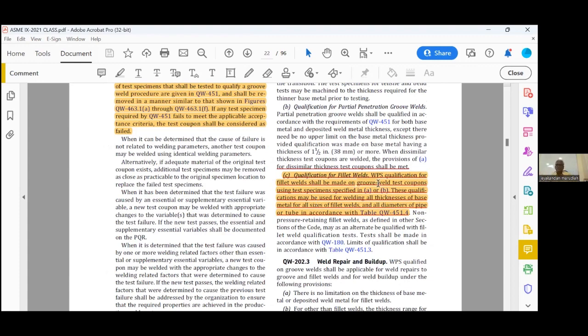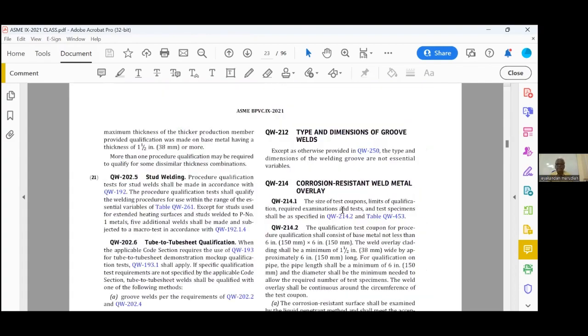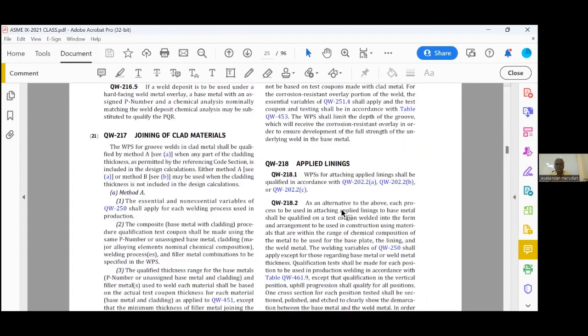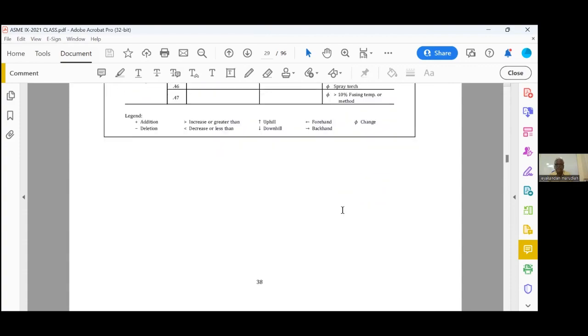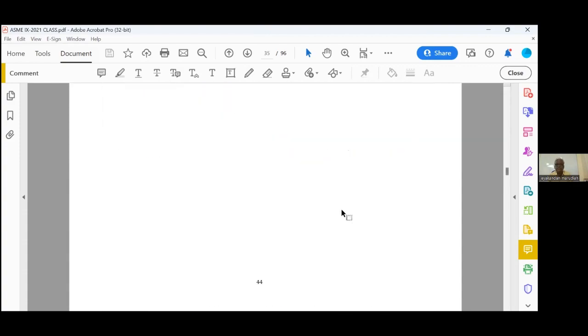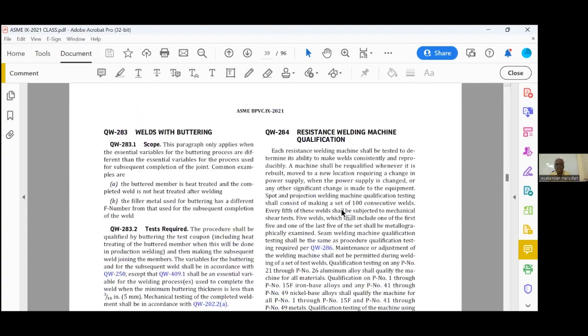Highlight these 4 lines. WPS qualification for fillet weld shall be made on a groove weld test coupon using test specimens specified in QW-202. This qualification may be used for welding all thicknesses of the base metal, all sizes of fillet welds, and all diameters of the pipe. Just for information. This table we already know. Then please go to the page number straight away.